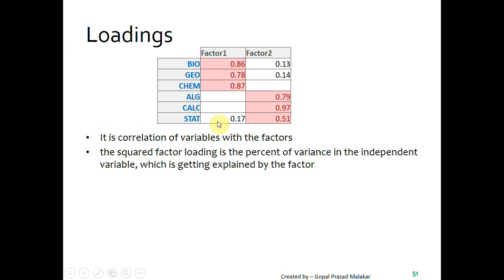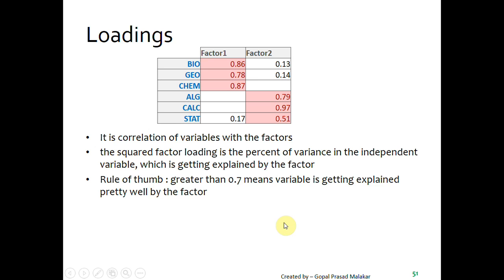The square of this will explain the coefficient of determination, meaning the squared factor loading is the percent of variance in the variable which is getting explained by the factor. So if you ask me what percentage of biology variance is getting explained by factor 1, it is 0.86 squared. Anything greater than 0.7, that's a rule of thumb, means that variable is getting pretty well explained by the factor. And why am I saying that?